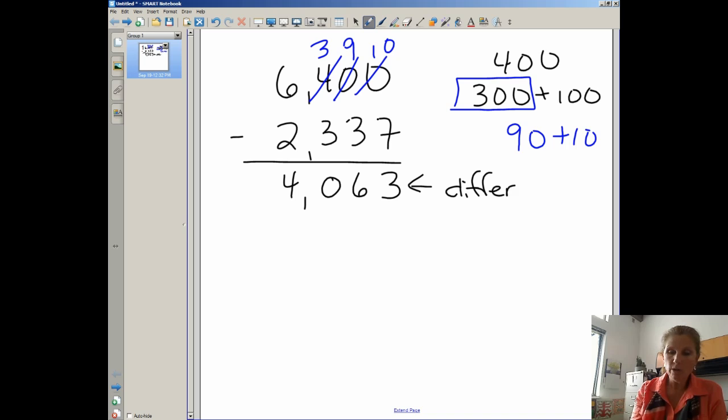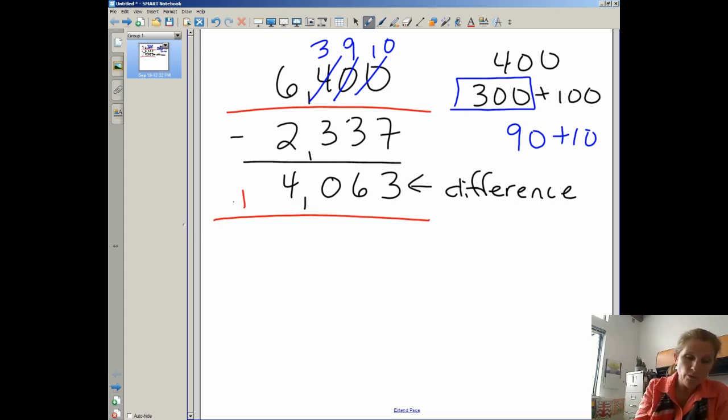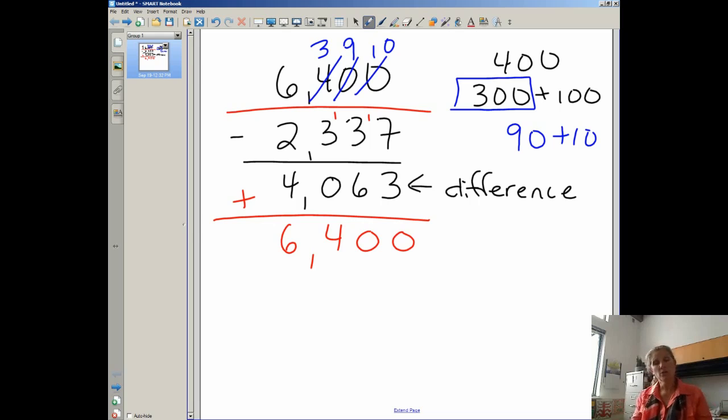I don't always write difference, but I'm writing that here, and it wouldn't hurt for you to write that because it's good to get to know that word and know what you're talking about. When you subtract, when you add these up to check, 7 plus 3 is 10. 6 plus 3 is 9, plus 1 is 10. 3 plus 1 is 4, and 4 plus 2 is 6, so you get 6,400. So that is correct then, and I'm going to circle my answer, at least my answer. You don't have to circle the word difference, but at least circle your answer so it's obvious to a grader what you're looking at.